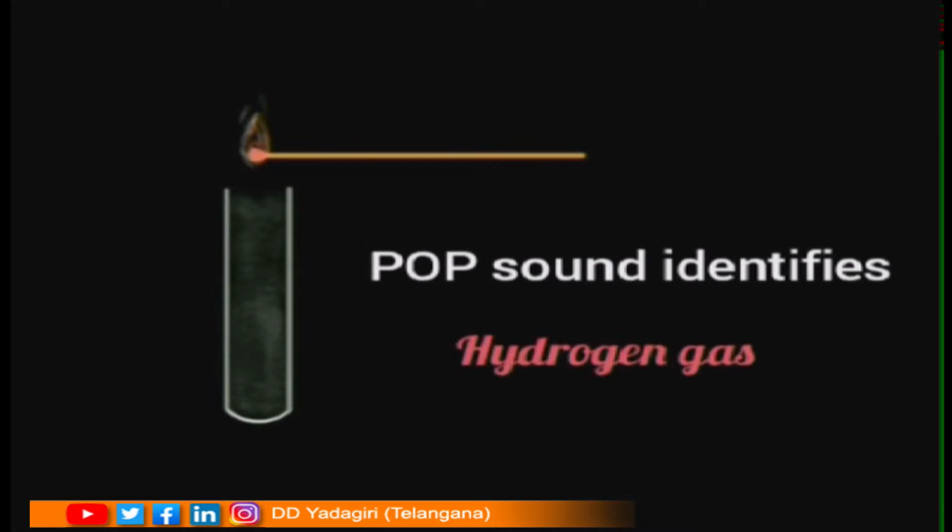Simply by lighting a matchstick near the gas which is evolving out. Let us see here, one matchstick we have to take, and some gas is evolving out of this test tube. Now, what happens? There is a matchstick. Immediately you will observe a pop sound with the matchstick. This pop sound identifies that the gas is hydrogen gas. It is the characteristic property of hydrogen gas.